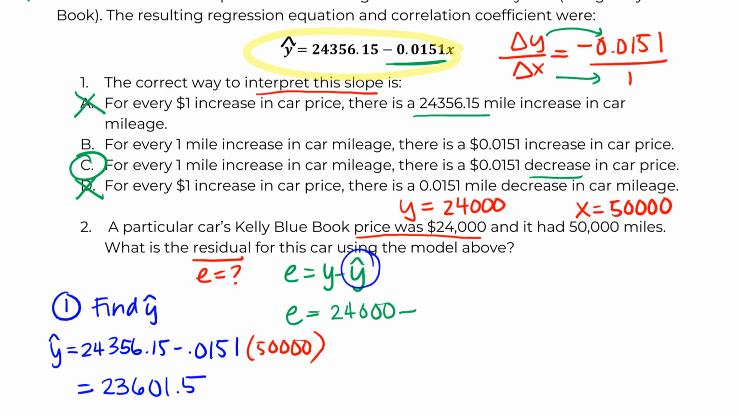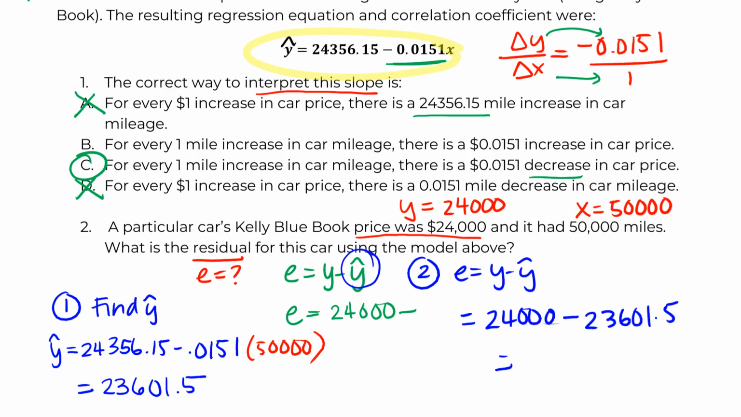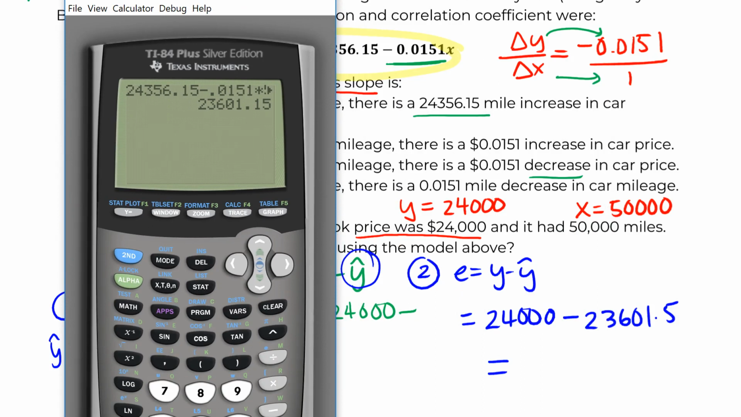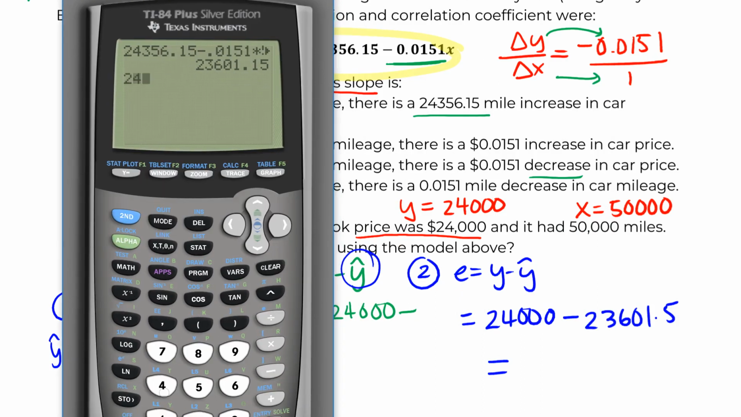And then your second step is e is equal to y minus y hat, right? So we know y is 24,000. We just found our y hat. And part of the reason I was tipped off that this was wrong, not only because I've done this problem 1,001 times, but because usually our residuals are pretty small. It's just how far off we were on our predictions. So if we're off a whole bunch, either the model was terrible, which is possible, or we made some simple error in our calculation.